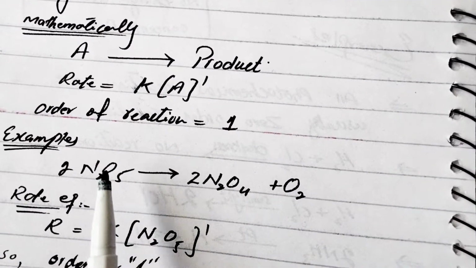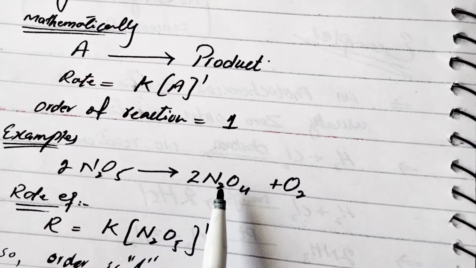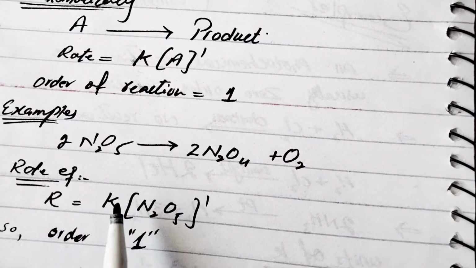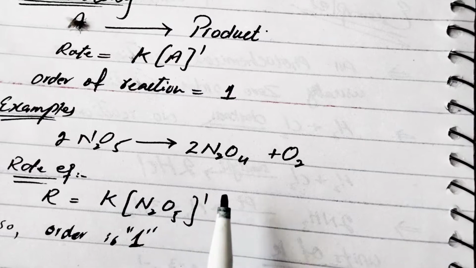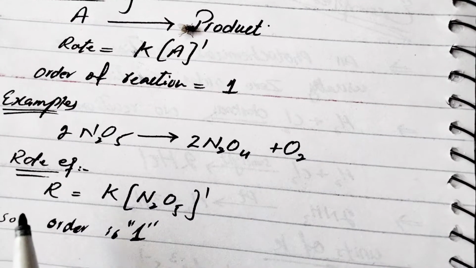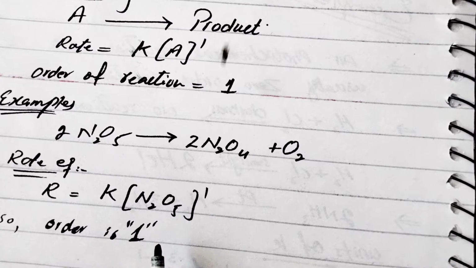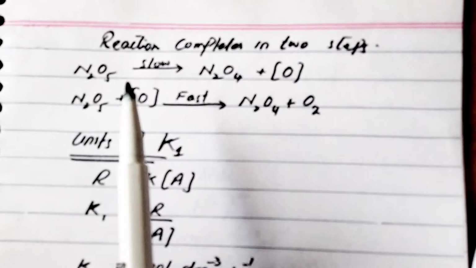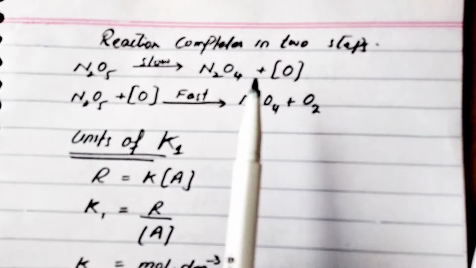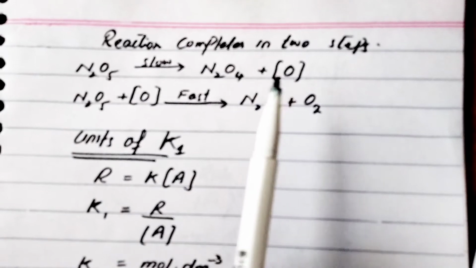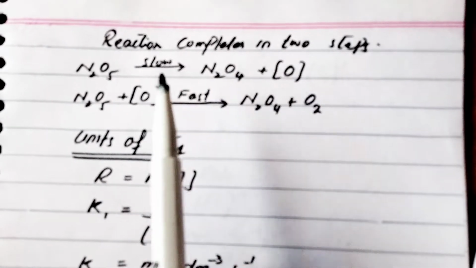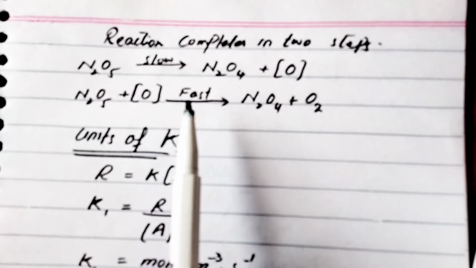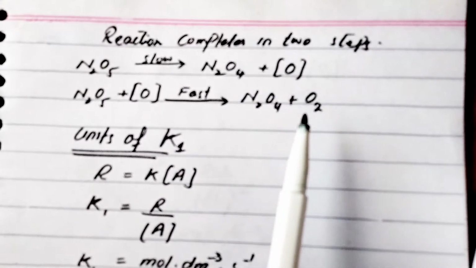Example, 2N2O5 changes into 2N2O4 and oxygen evolves. Rate equation for it: rate is equal to k[N2O5] and order will be 1. So order for this example is 1. Mechanism of this reaction is that N2O5 changes into N2O4 and an oxygen atom. It is a very slow step. Again N2O5 reacts with this oxygen, it is a fast reaction and changes into N2O4 plus O2.